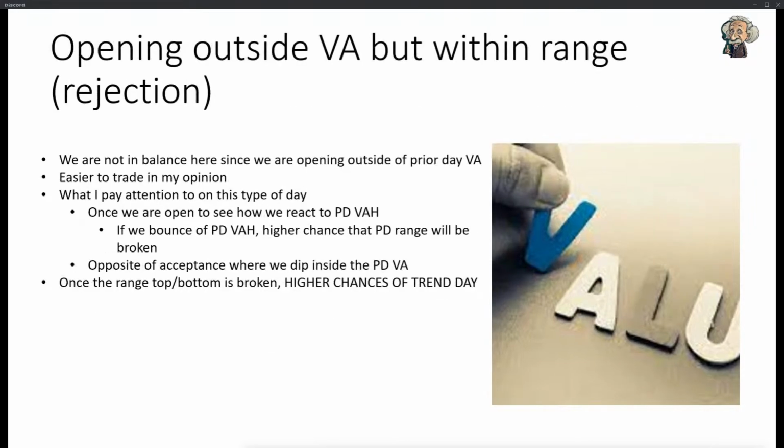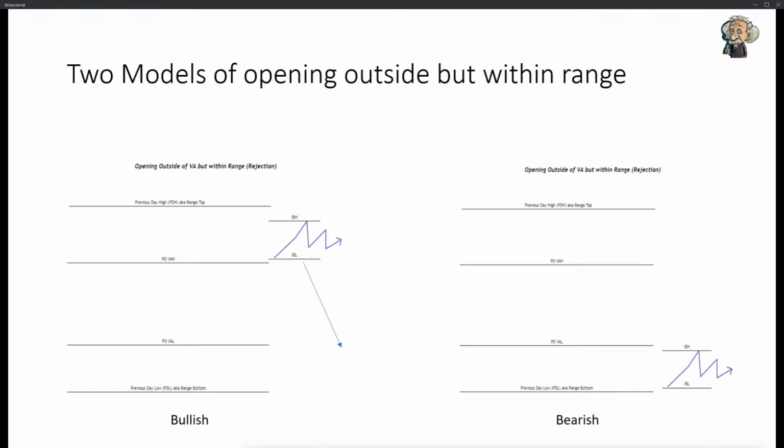So for me, let's see, this is kind of how I visualize it, right? You're opening above, in this case bullish, you're opening above the PD value area high. The key here is that you do not break the PD value area high, because if you do break it, what is the high probability setup here? If in this case you're opening above PD value area high, what is the high probability bearish setup on this play here?